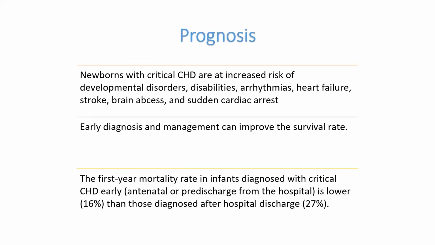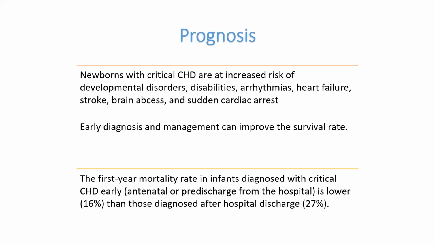Prognosis: these babies tend to be at increased risk of developmental disorders, neurological impairment, and therefore disabilities. They are also at increased risk of arrhythmia, heart failure, stroke, and even cardiac arrest. But early diagnosis is key to improve their survival. Early diagnosis, especially if we utilize our pulse oximetry, is very important in picking them out earlier and intervening earlier.